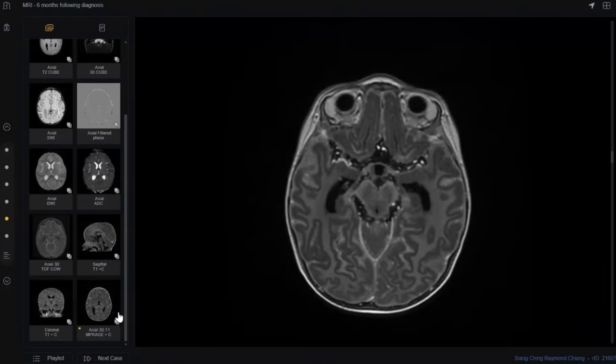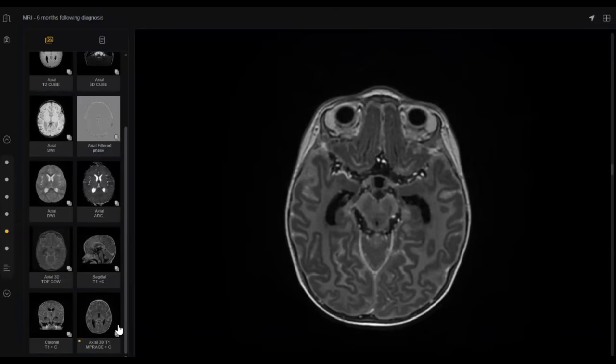What do you think? There's increased vascularity, and apart from that, also in the basal cisterns, there's increased leptomeningeal enhancement, and also in the suprasellar cistern. Yes. What is your next step?